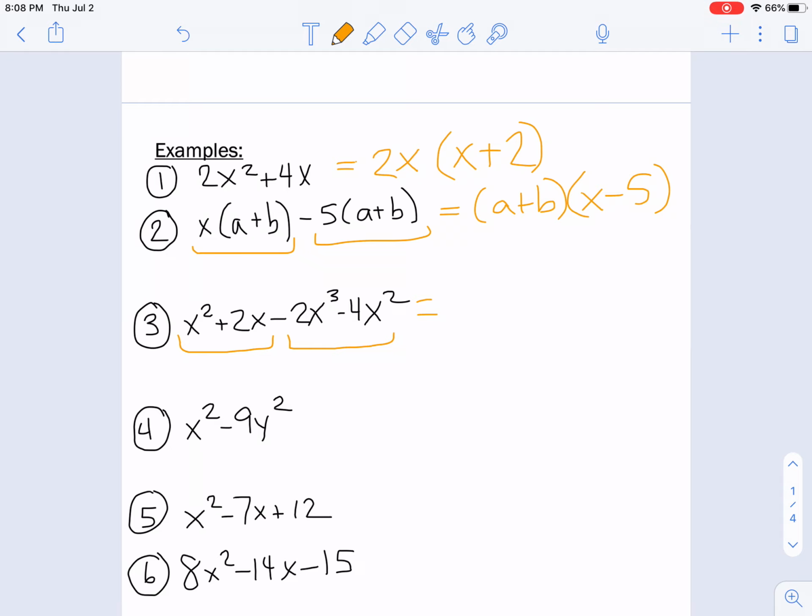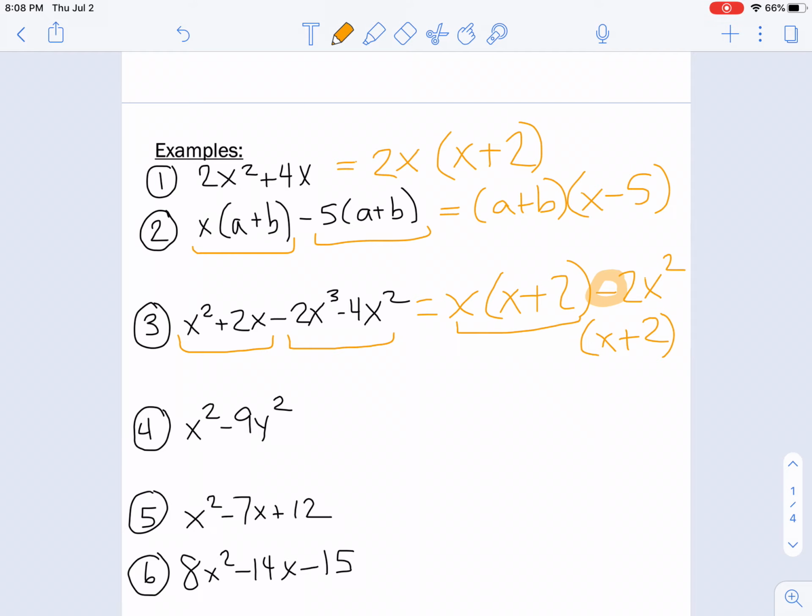In the first group, I can pull out an x, and I'm left with x plus 2. And in the second group, so terms 3 and 4, I notice I can pull out a negative 2, and x squared is the lowest power because I have an x cubed and an x squared. And what would be left over would be x plus 2. It was really important that I picked the minus 2x squared to pull out there, not positive 2x squared, or my signs would not have matched up inside my bracket.